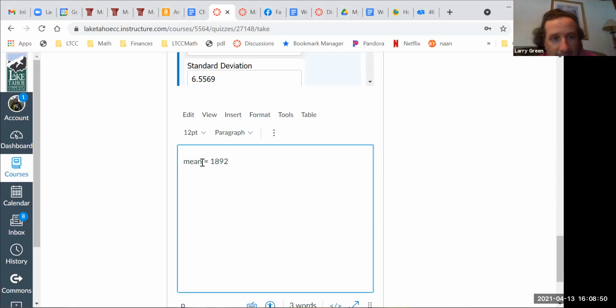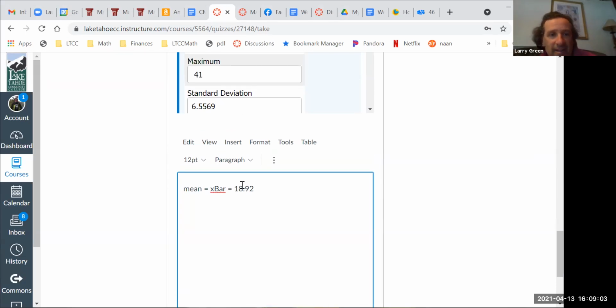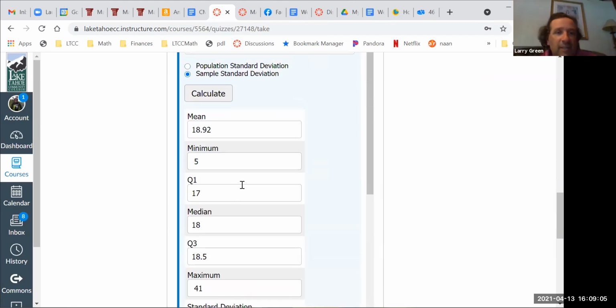And in fact, I think I'm going to write down equals X bar. There is a way of getting it in Canvas with the bar on top, but I don't want to spend the effort showing you how. It's a lot of work. So I'm just going to call it X bar, and that's fine.